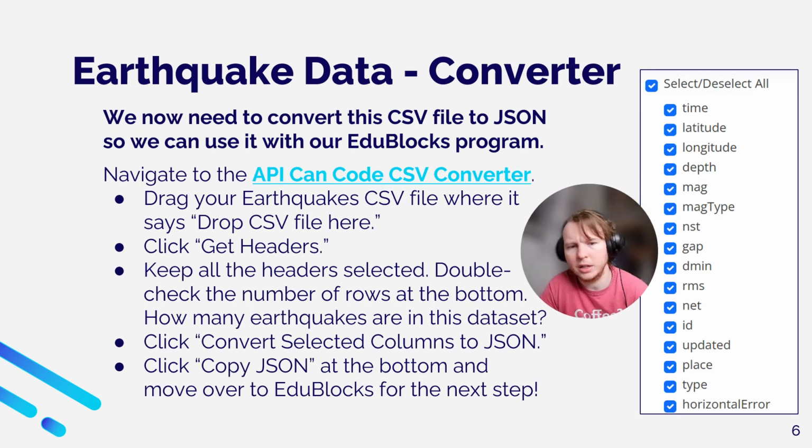So we're going to do a couple things to get this over to CodeApp. First of all, we're going to convert this CSV file, which we've downloaded at this point, to a JSON. So we're going to go to the CSV converter, drop the file in, get headers, and please keep all the headers selected, so you should be able to click the Select All button, and then convert selected columns to JSON. At that point, you should be able to copy that JSON at the bottom and move over to EduBox.